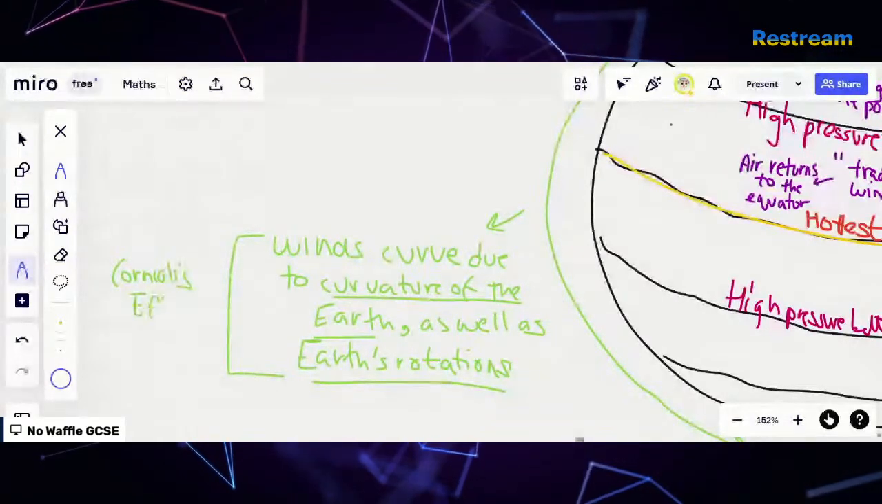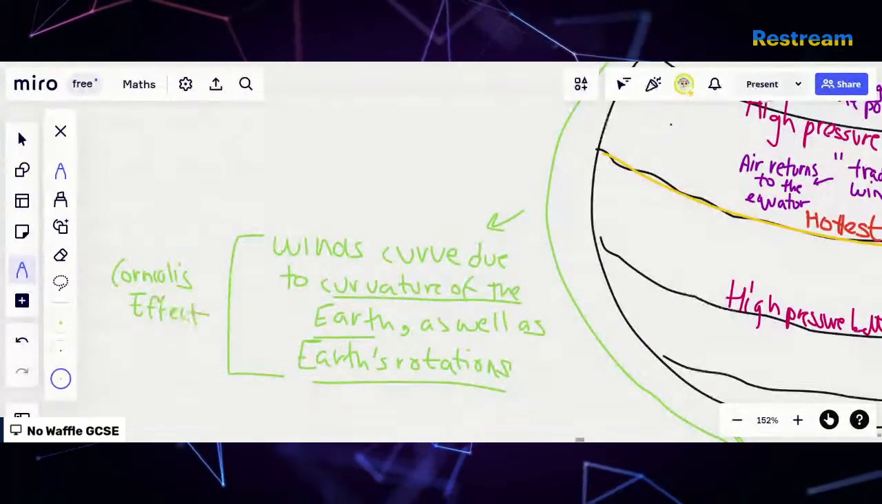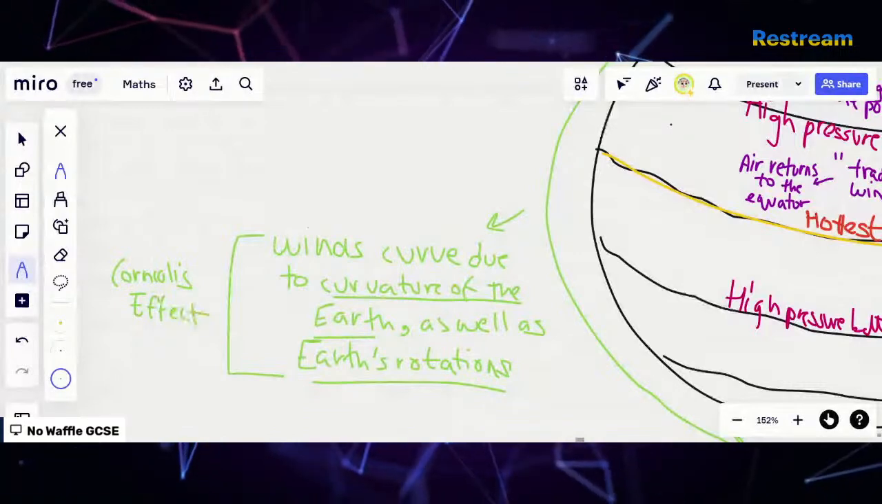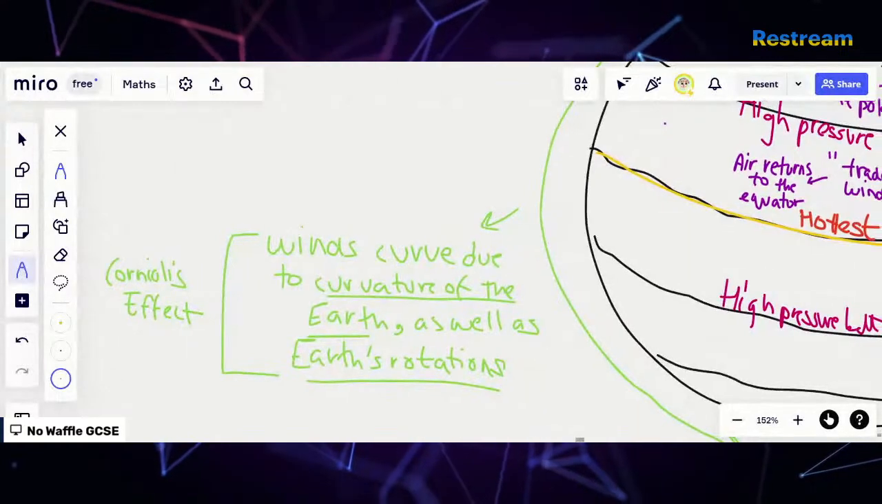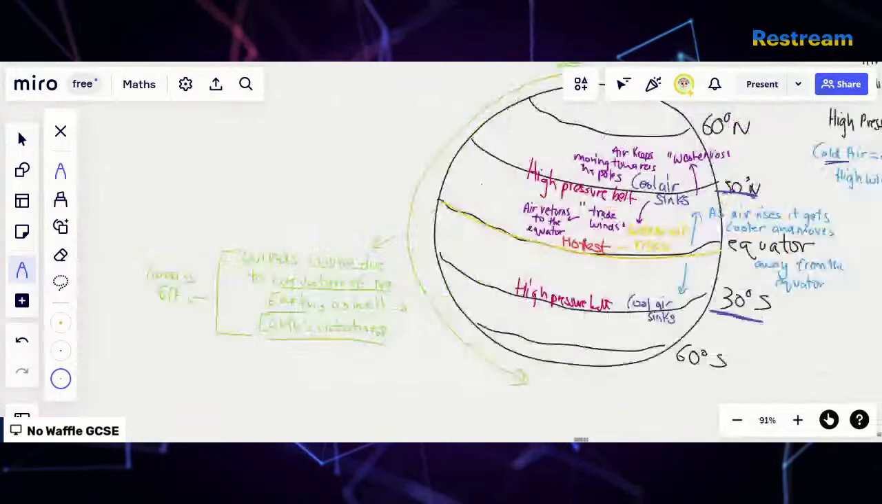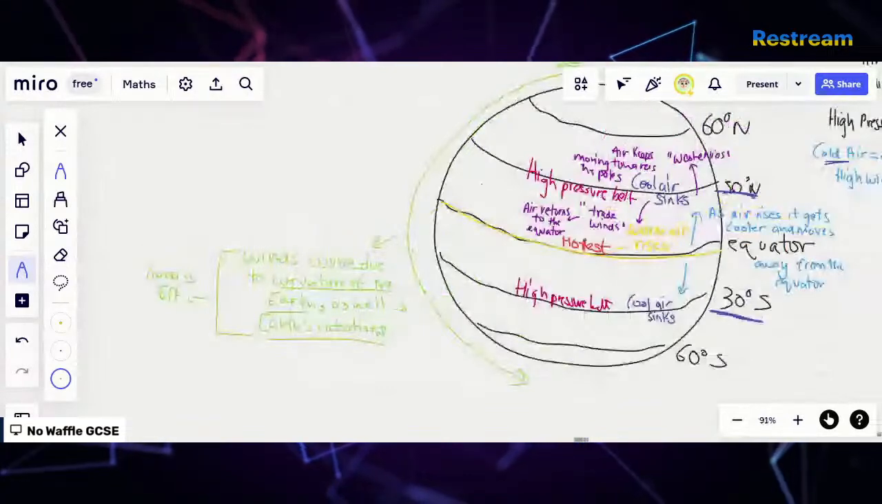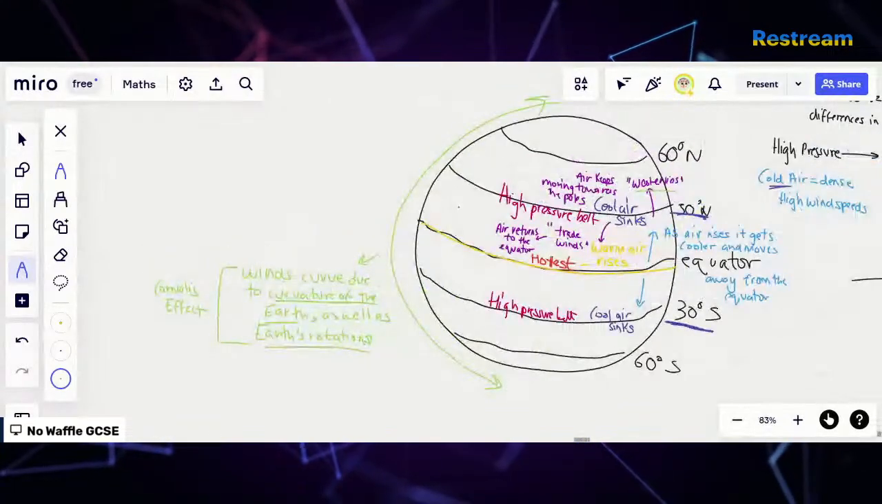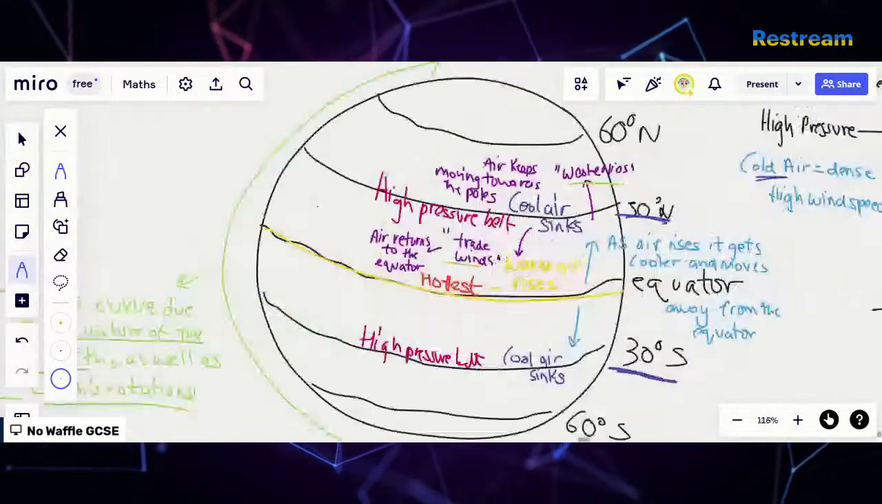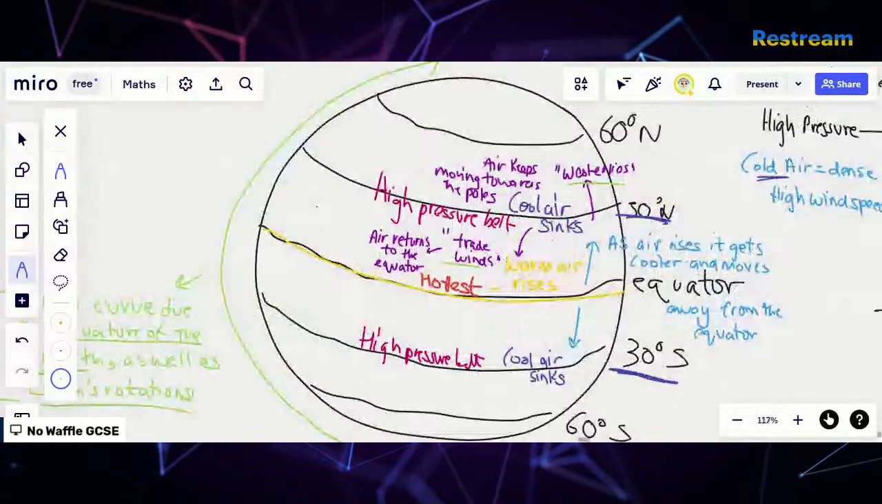So the Coriolis effect describes how winds curve due to the curvature of the Earth as well as the atmosphere and the Earth's rotation. That means the Coriolis effect causes the westerlies, or the trade winds, to move in a curved way and therefore spread out.